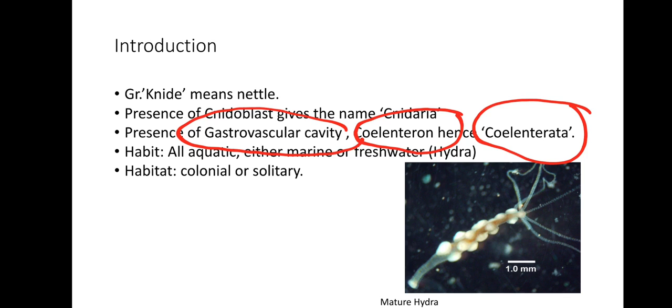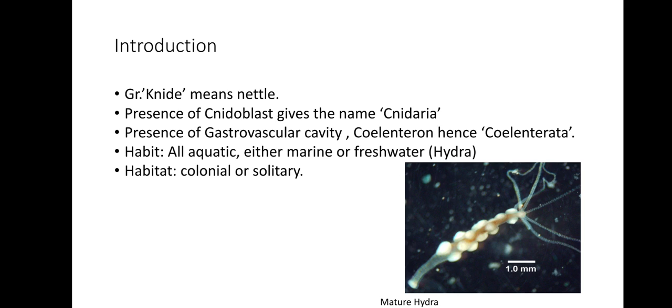Coel refers to a cavity, enteron here refers to a gut. Okay, so enteron means gut. Since the cavity acts like a digestive canal, it is called coelenteron, and the phylum gets its name as Coelenterata. So the name Cnidaria is because they have special cells called cnidoblasts. We will see what cnidoblasts are a little later. And the other name, Coelenterata, is because of the presence of the coelenteron, that is the gastrovascular cavity.